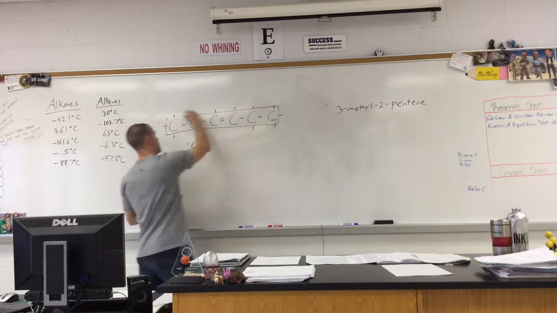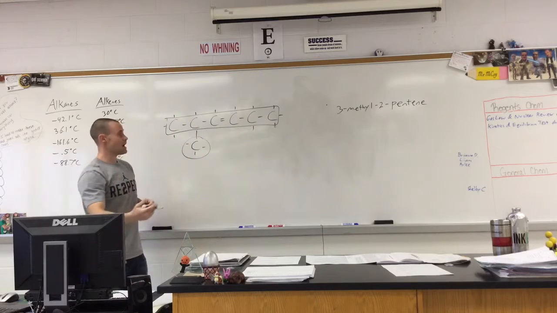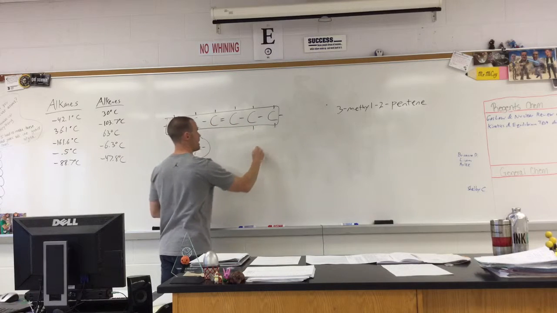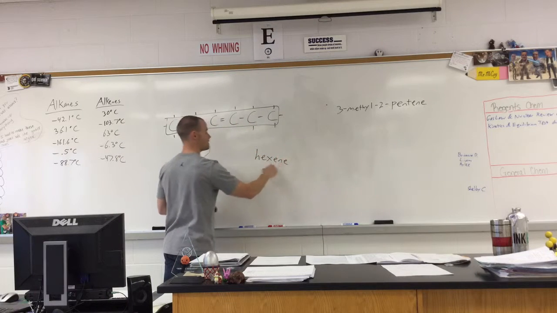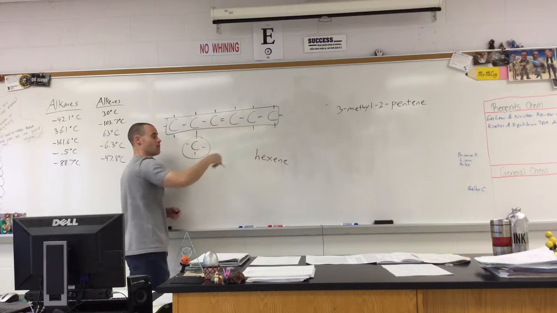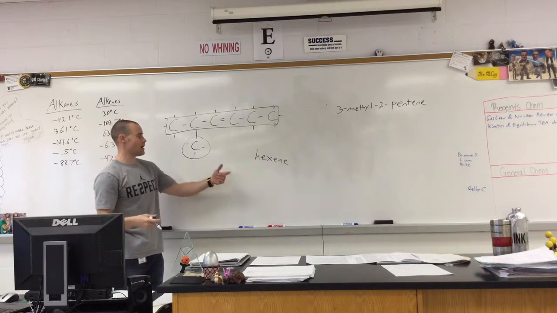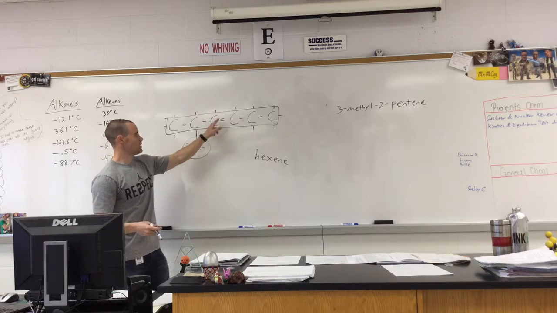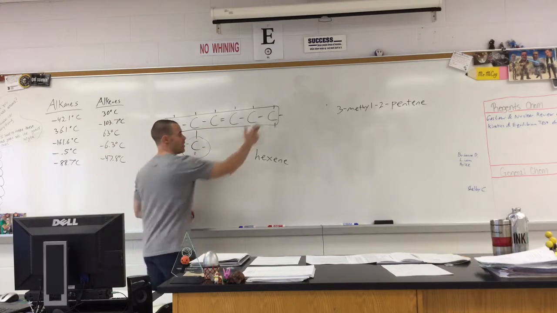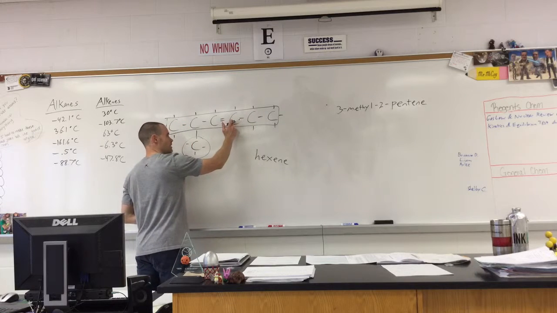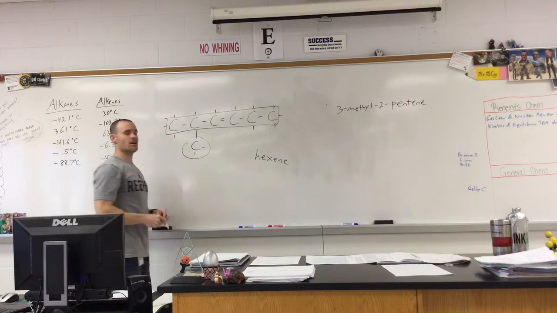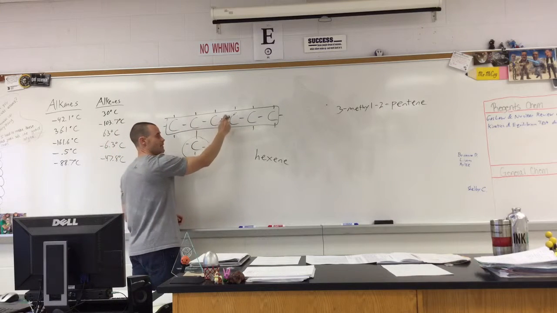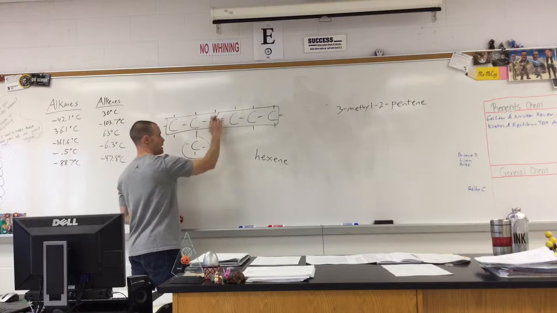So we box it, circle everything outside the box. Let's name inside the box: 1, 2, 3, 4, 5, 6. So that's hexene, right? Hexene, because of the double bond. Now we need a number to tell me where the double bond is. So counting either way, the double bond is on the third carbon. It doesn't matter which way I count.